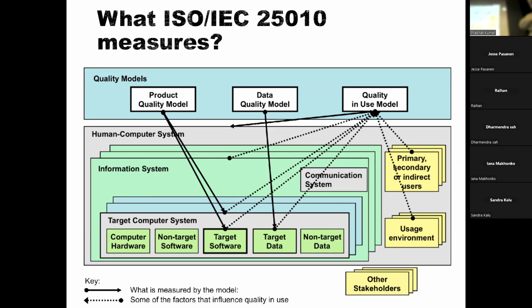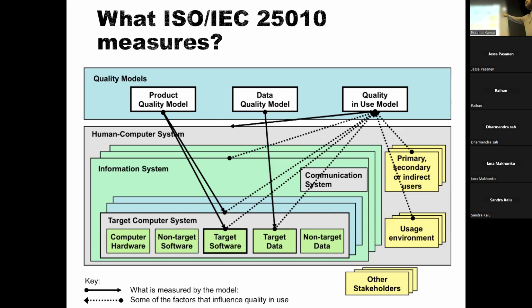Similarly, we have one more model, which is the data quality model, which talks about how accurate and correct the data is. And this model is used to determine the quality of a target computer system. So we use this to evaluate a particular system, whether it has high quality or not. The bold lines, not the dotted ones, mean what they are going to evaluate. And the dotted lines in this diagram are the factors which are going to influence while making the decision.